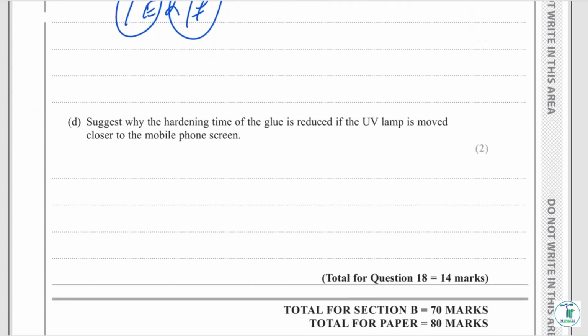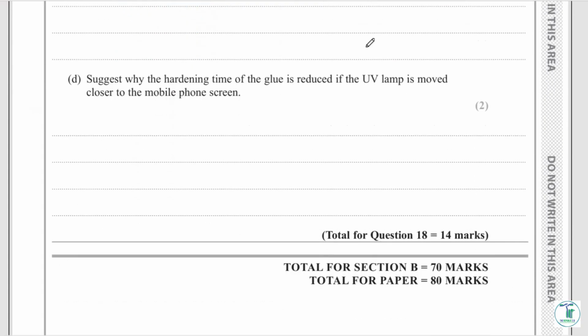Now suggest why the hardening time of the glue is reduced if the lamp is moved closer to the mobile screen. Well, if the lamp is moved closer to the mobile screen, the intensity would increase, right? Increasing the intensity means that the number of photons arriving per second on the screen would increase as well, and that is why the energy transferred per second would increase. And since the energy is increased, it would take less time to get hardened, right?